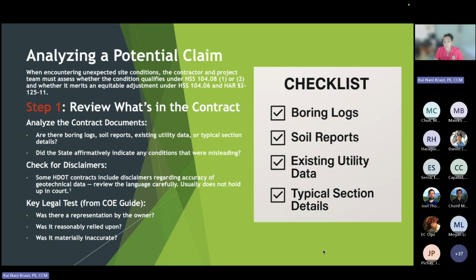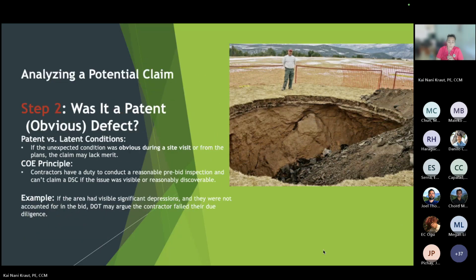That goes back to good faith contracting. We both are honest and fair with each other. Was it materially inaccurate? And that's the real test. And that's the hard part for people to accept, I think. Okay. Was it a patent obvious defect?